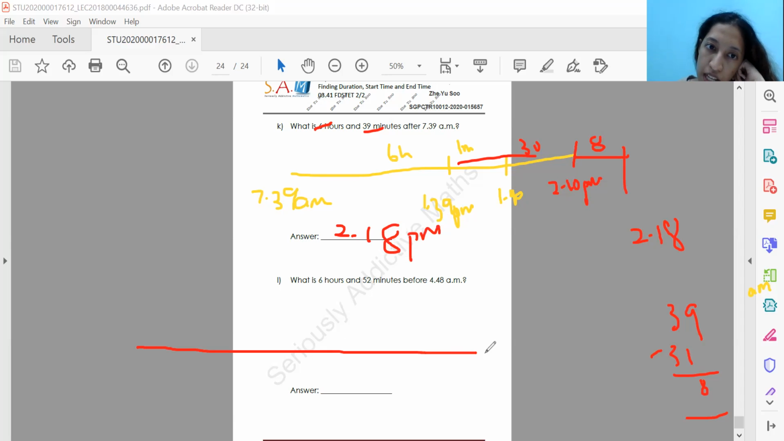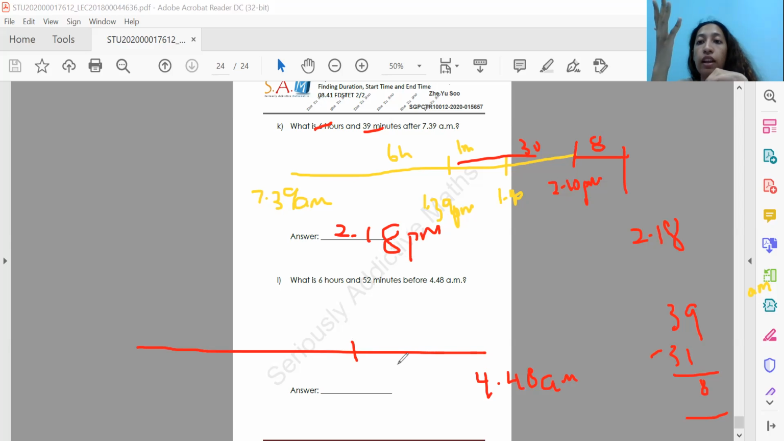Okay, now let us do this. What is 6 hours and 52 minutes before 4:48 a.m.? Okay, so before. If it's before, we put our time at the end of the timeline. So 6 hours prior, meaning 6 hours before, it will be 4, 3, 2, 1, 12, 11, 10. So it will be 10:48 p.m. Right? So that would be 6 hours.